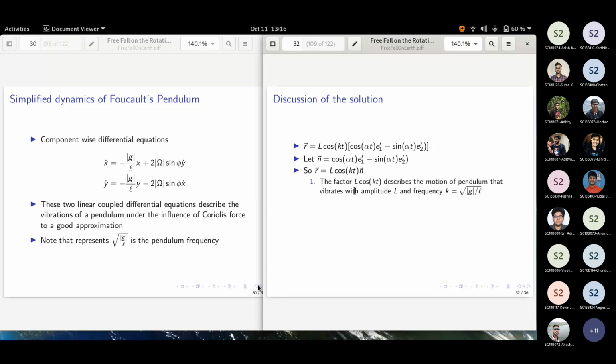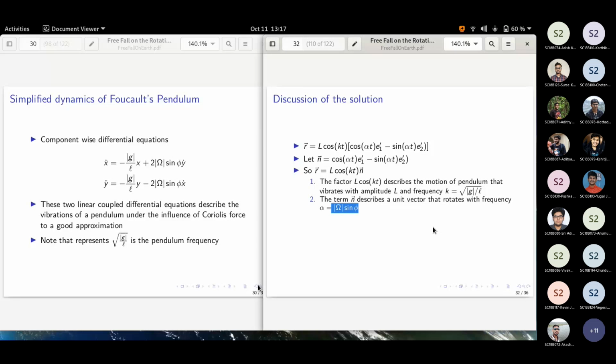So the factor L cos kt describes the motion of the pendulum that has an amplitude L, okay, and frequency this one. So with this amplitude and with the frequency modulus of g by L, you will obtain the motion of the pendulum. In addition to that, you have one more term, the vector n. What is the behavior of the vector n? We have to see. The term n describes the unit vector which rotates with frequency this one.